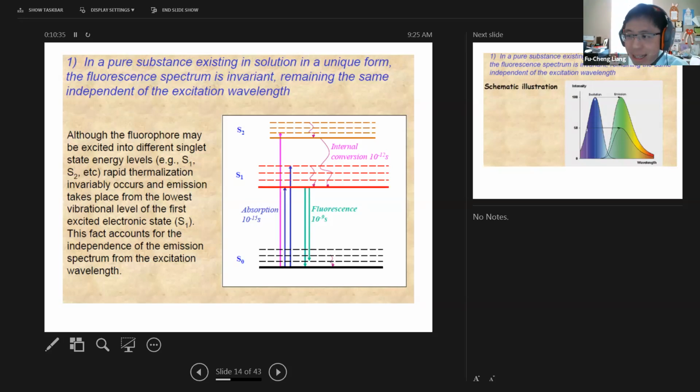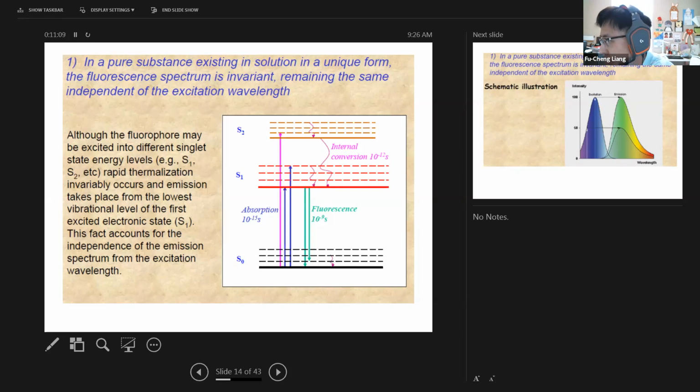And that's why I'm saying that no matter how you excite it, they always show you fluorescence at the same wavelength, all right? And that's why this accounts for the independence of the emission spectrum from the excitation wavelength. All right, so does everyone got it? I know this may be challenging, all right? Some of you may have seen this in PChem or physical chemistry. Some of you may not have seen that before, all right? So the bottom line is no matter how you excite the molecule, it always shows you the fluorescence emission at the same wavelength.